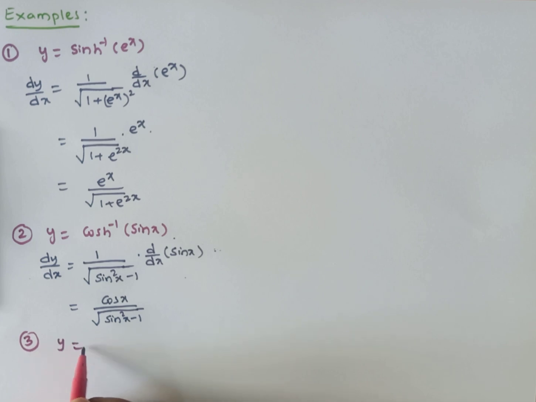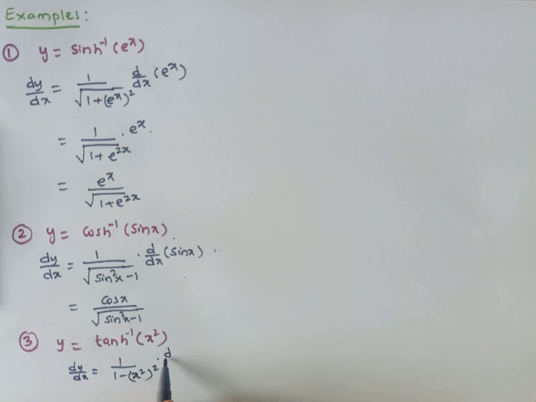Now, y equals tanh inverse of x square. So the derivative dy by dx is 1 divided by 1 minus x square whole square, into d by dx of x square. The derivative of x square is 2x. So finally this is 2x divided by 1 minus x to the power of 4.